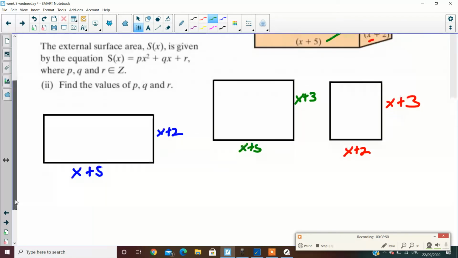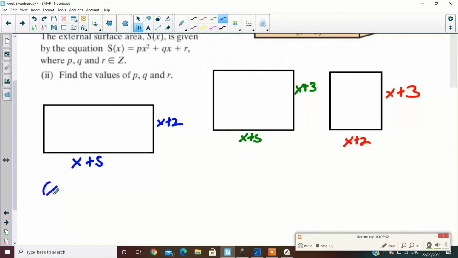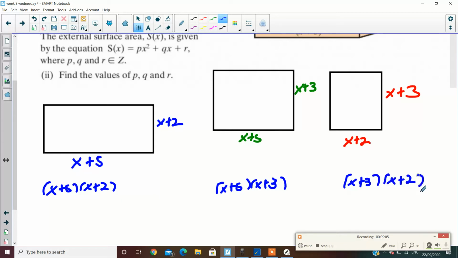So what you guys are doing now is you're going to do x plus 5 by x plus 2. Then you're doing x plus 5, x plus 3. And then you're doing x plus 3, x plus 2. Add them all together, double the answer, multiply, then add them all together, and then double your answer. Is that all right? Should work out all right.